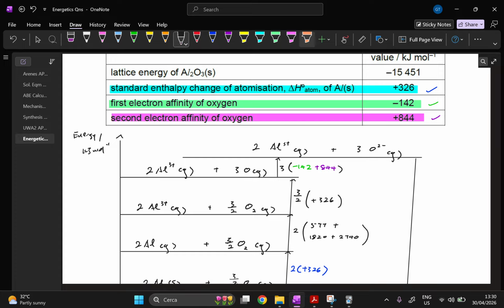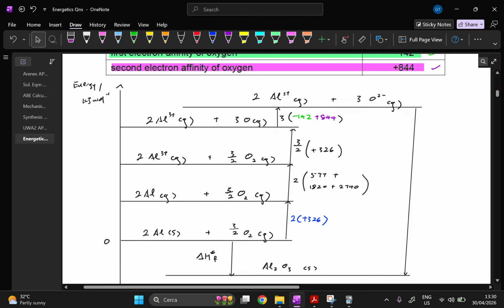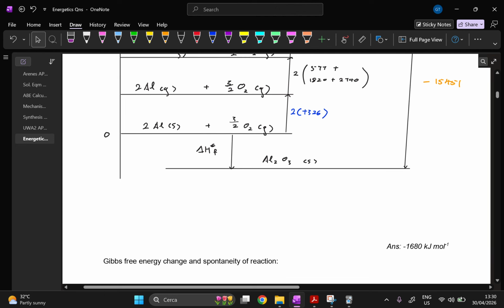And then finally, my lattice energy, which I'm going to use now, is, let's go back to the definition, check that it's correct. I go from my gaseous ions to my solid ionic compound. Yes, so this is -15451. So punch your calculator, you should be able to get this answer for HF.